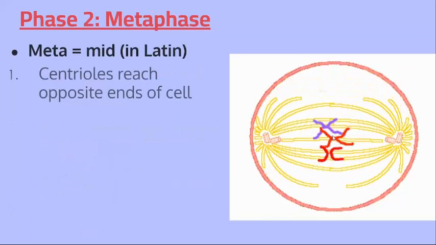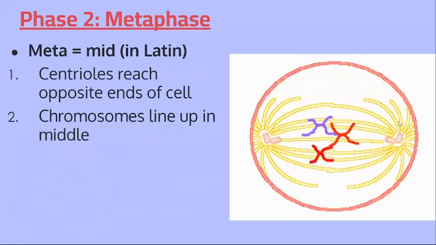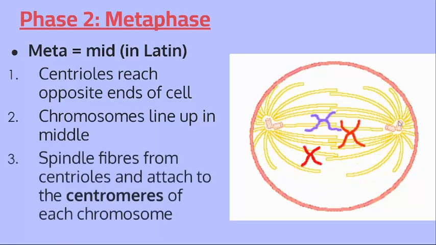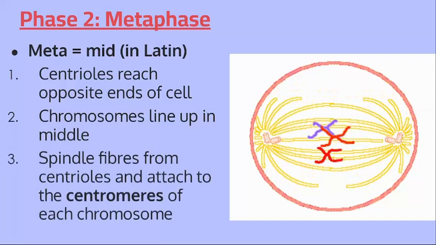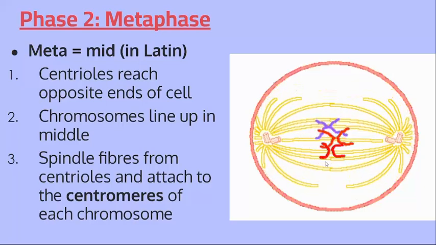So metaphase, it's mid in Latin. Centrioles both reach the opposite ends of the cell, and chromosomes will line up in the middle, and the spindle fibers from the centrioles will attach to the centromere. So remember, you have these things connecting them together. So the spindle fibers will attach to the centromeres that are connecting them together, so that the chromosomes obviously stay there.